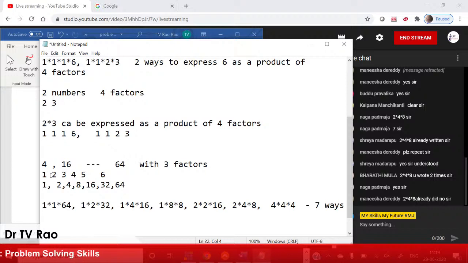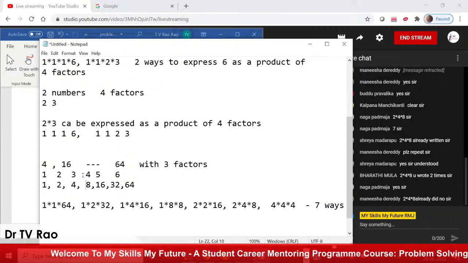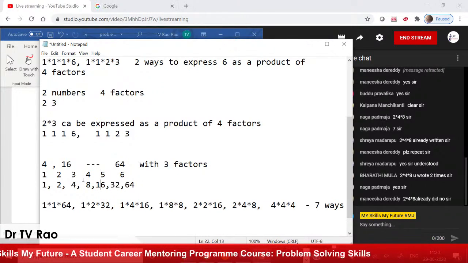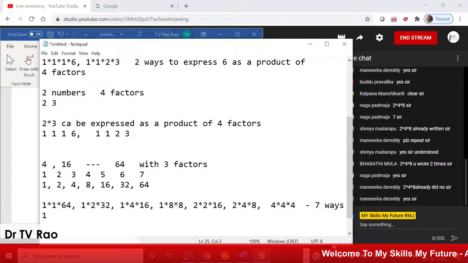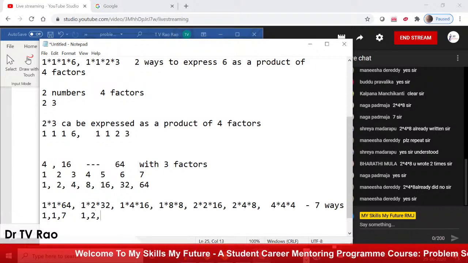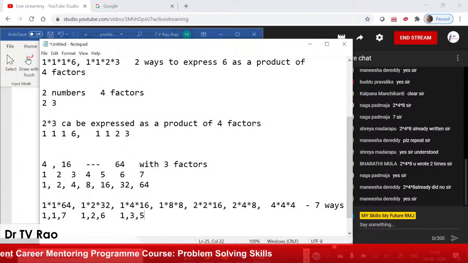Is this clear? So factor 1, factor 2, factor 3, factor 4. This is factor 3. And this is factor 4. And this is factor 5. This is factor 6. And this is factor 7. So how many factors are there? 7. Clear? Now, factor 1 and factor 7. This is factor 1, factor 2, factor 6. And this is factor 1, factor 3, and factor 5. This is factor 1, factor 4, and factor 4. Clear?